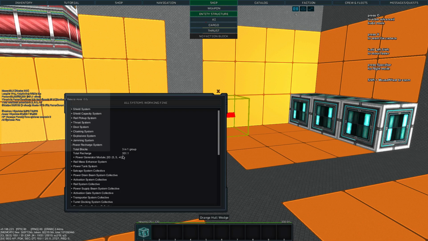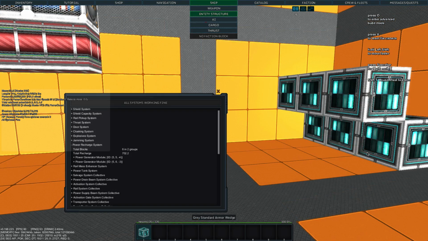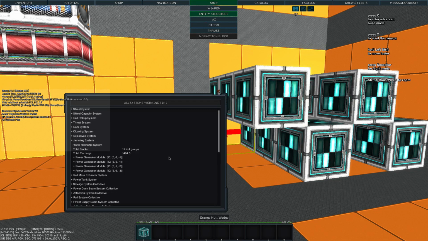This little group gives us 351.1 energy per second. Two of those groups give us 702.2 energy per second. Now four of those groups give us 1404.5 instead of 0.4, but I guess this is just a rounding error.